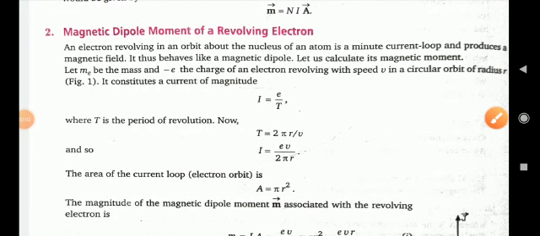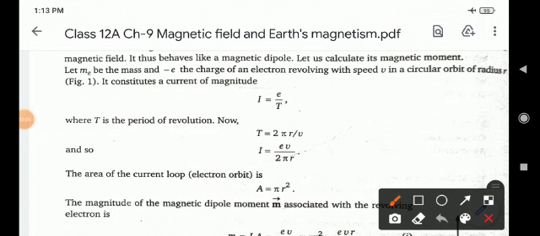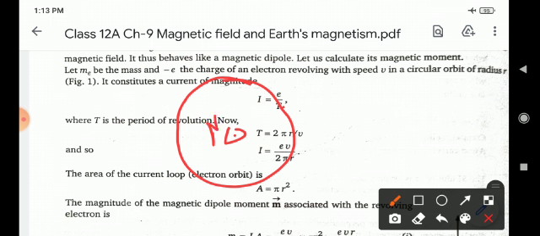Next article, magnetic dipole moment of a revolving electron. We know that, figure, we know that the electron is moving around the nucleus. It is the nucleus and e is the electron. And the distance between them is a small r.